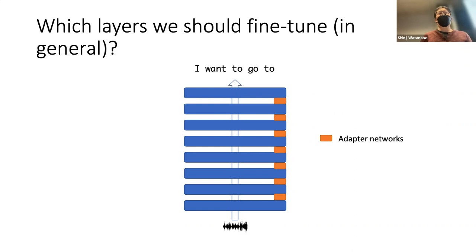But the adapter network is actually a different concept. We just insert a very small adapter network between the transformer layers, and then basically freeze all of the big model, but only fine tune this adapter network, which generally has a quite small number of parameters, say, for example, less than a million parameters. So this approach also works quite well and has actually been studied a lot in NLP. And recently, speech people also started to use this kind of approach.